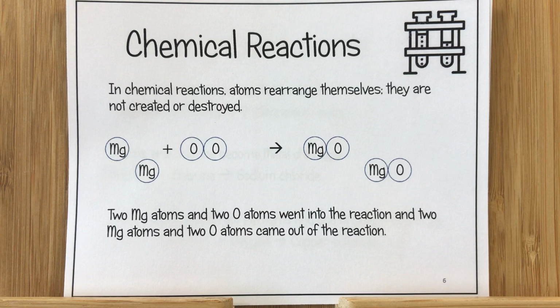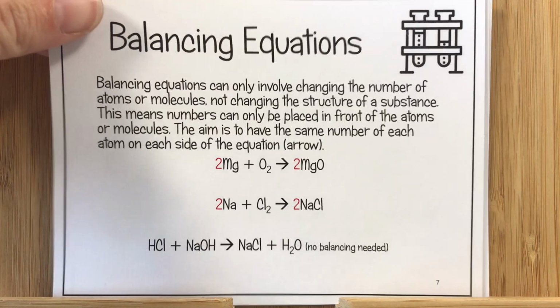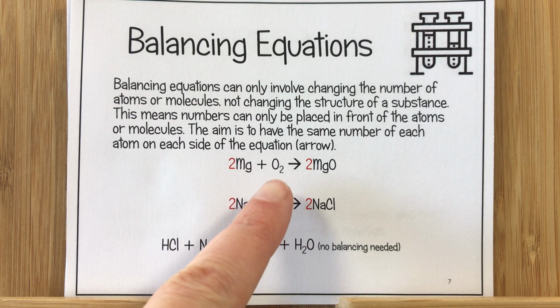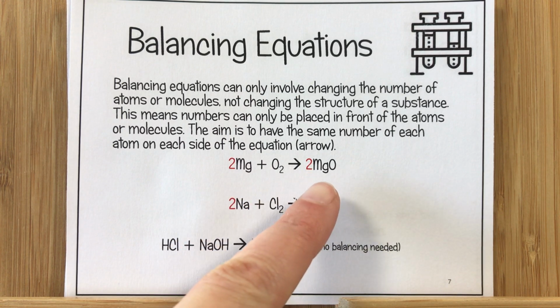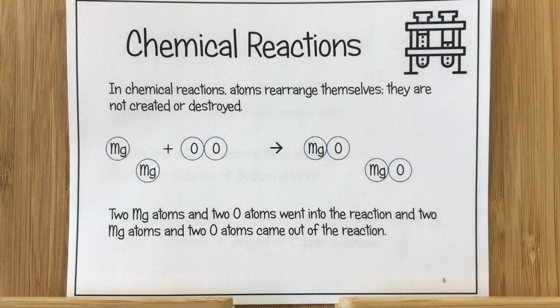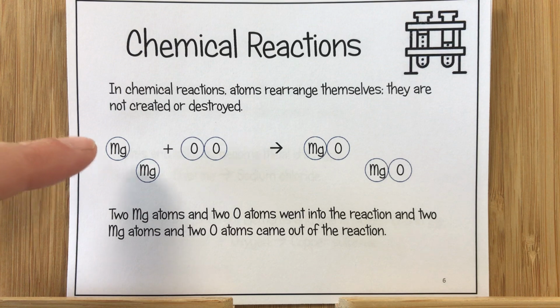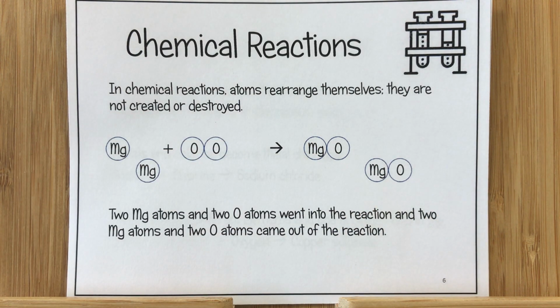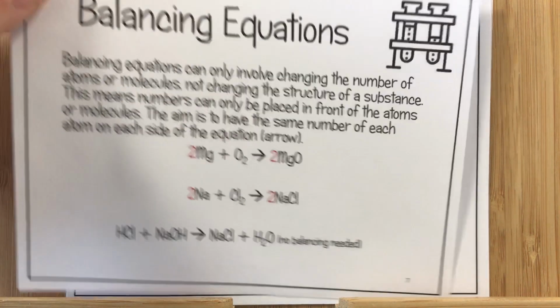So if we were to do this as a balanced equation, it would look like this. 2 magnesiums plus 1 molecule of O2 made 2 molecules of MgO. Let's look at that. There are the 2 magnesium atoms, the 1 molecule of O2 and 2 molecules of MgO. Same number of atoms of magnesium go into the reaction as out of the reaction. Same number of oxygen atoms goes into the reaction as out of the reaction.